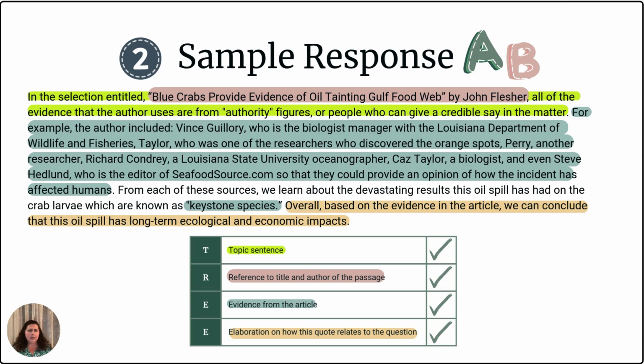When they get to the next part of the paragraph that says, overall, based on the evidence in the article, we can conclude that the oil spill has had long-term ecological and economic impacts. And again, this writer went one step further to pull out a separate quote from the reading passage and use keystone species to further show that they really understood the point of the reading.